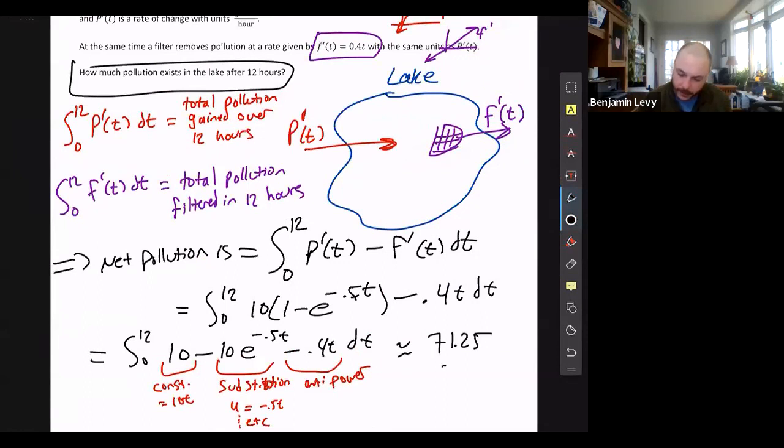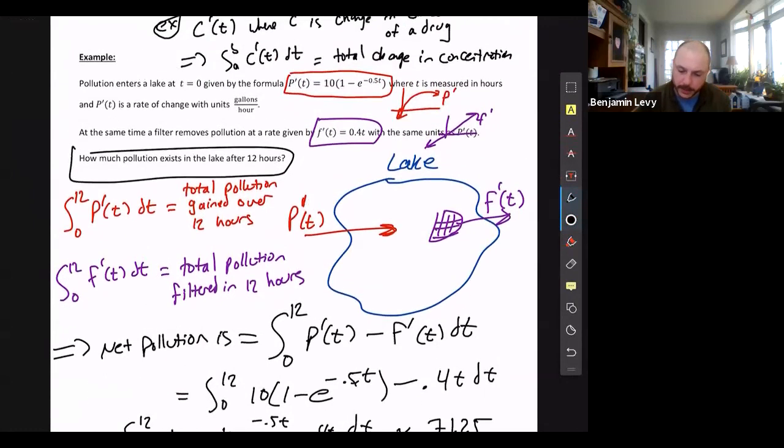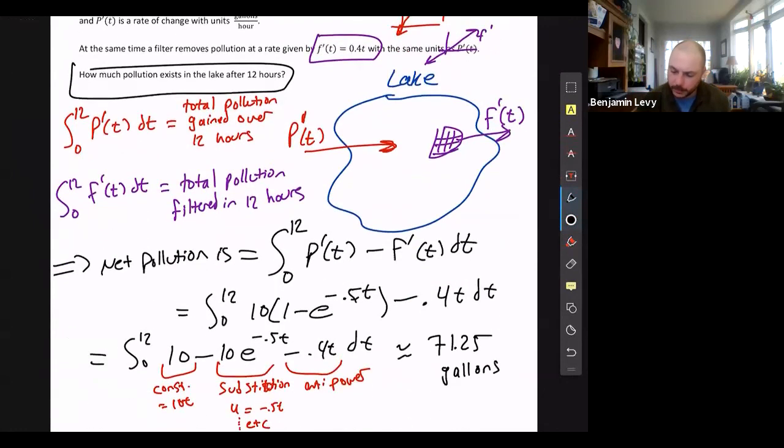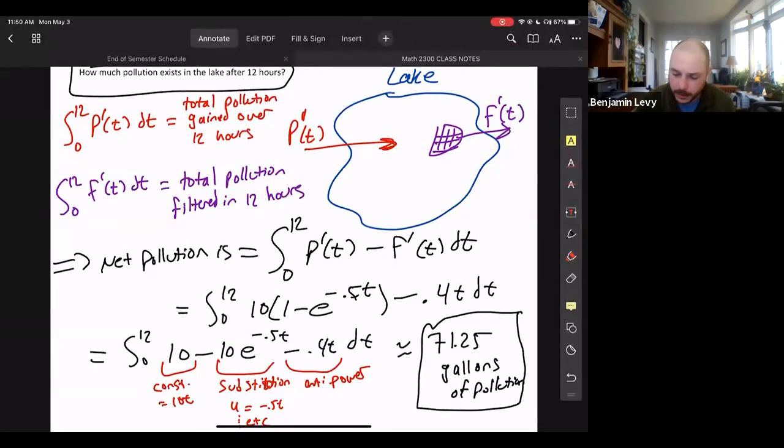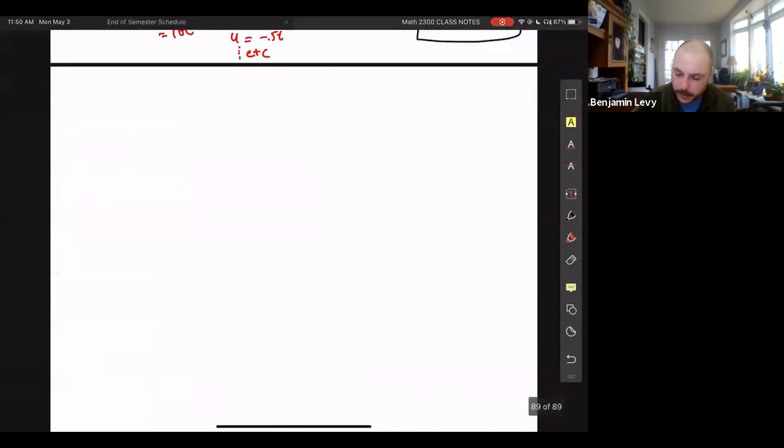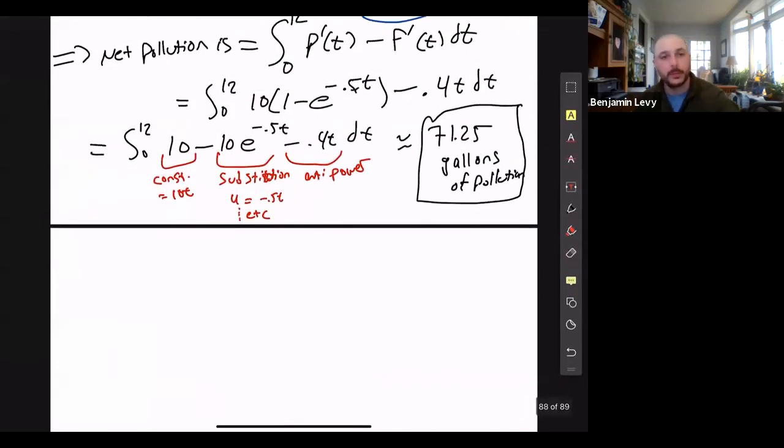71.25. In this case, I think it's measured in gallons, right? Gallons of pollution. So I really just want to tie this into the thing we just learned, like the picture. So I'm going to throw another page on here, but let me see if there are questions about the concept. Pause there. Questions? Let me draw the picture.